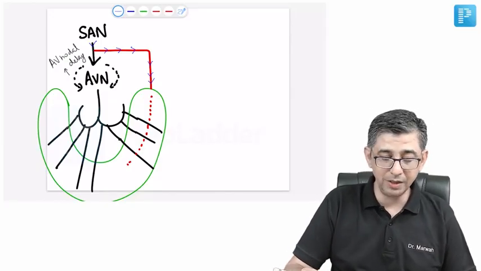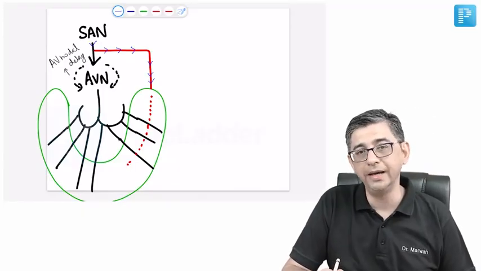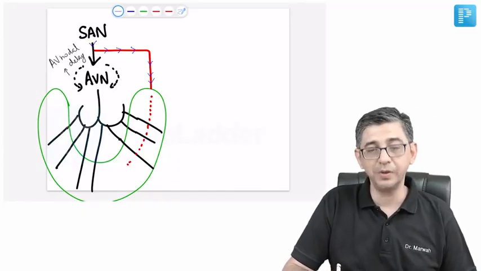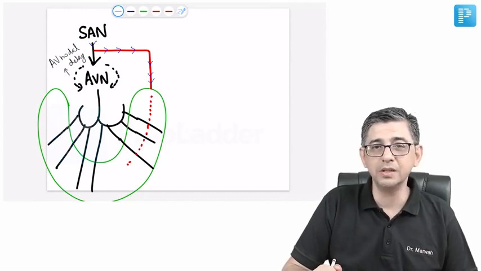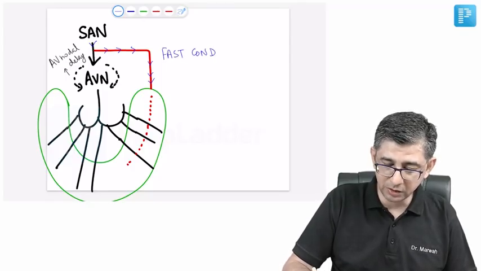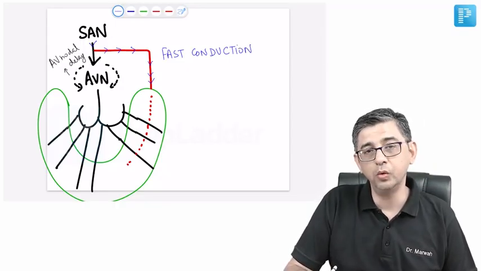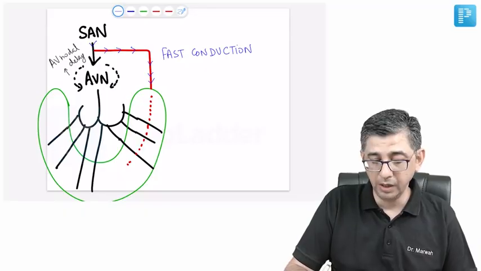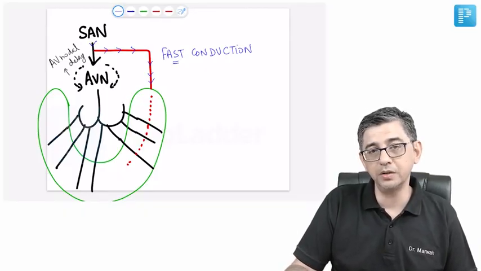Our heart's AV node has a decremental property, so I use the word AV nodal delay. But this is like an express highway, so the current will prefer to go through the pathway of least resistance. Because of the fast conduction across the bundle of Kent, I can say that these patients of WPW are destined to suffer from palpitations.